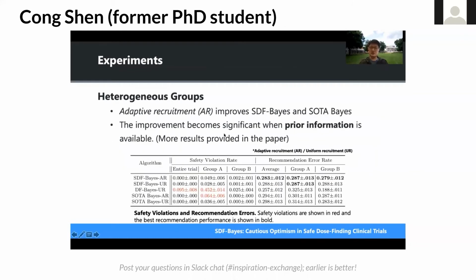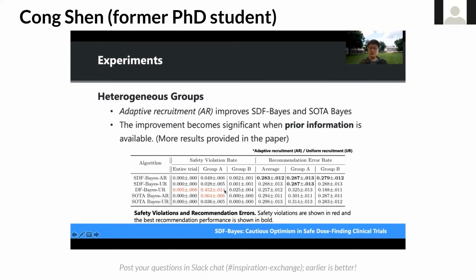Lastly, the heterogeneous group situation. We also see that adaptive recruitment really improves SDF-Bayes and SOTA-Bayes. I should also emphasize here that the AR principle is not limited to SDF-Bayes. It can also be applied to other methods as well.